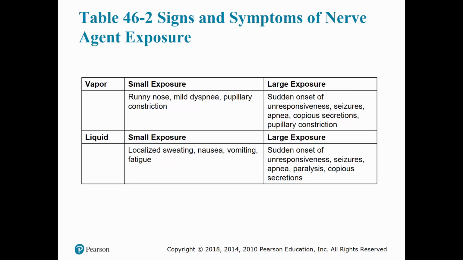The larger the dose with direct respiratory inhalation of the nerve agent vapor, the quicker the onset and severity of the effects. If it's a vapor with a small exposure, they may just have a runny nose and mild dyspnea, whereas with a large exposure, they may go suddenly unresponsive and have seizures. With liquid and a small exposure, they may have localized sweating and nausea, whereas with a large exposure, they may have seizures, apnea, paralysis, as well as copious secretions.